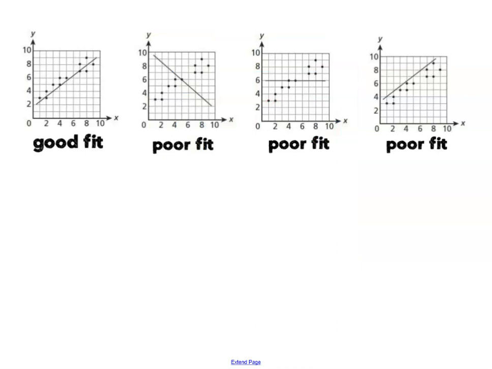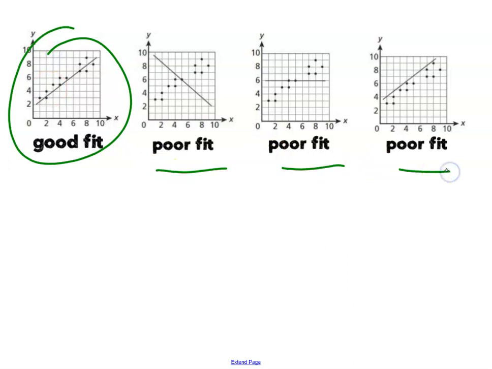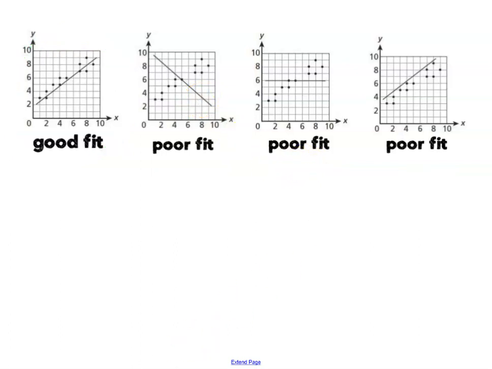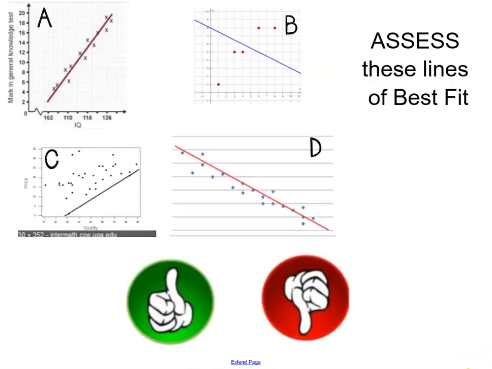Here's some examples of some good fits and poor fits. Now hopefully they're really sticking out to you as, wow, that line doesn't really follow the direction of the points. This one on the end here can be a little confusing for students because the line does follow the direction, but it's not really centered throughout the data. Some of the data points should fall above the line and some of the data points should fall below the line. Why don't you pause the video and assess these lines of best fit?